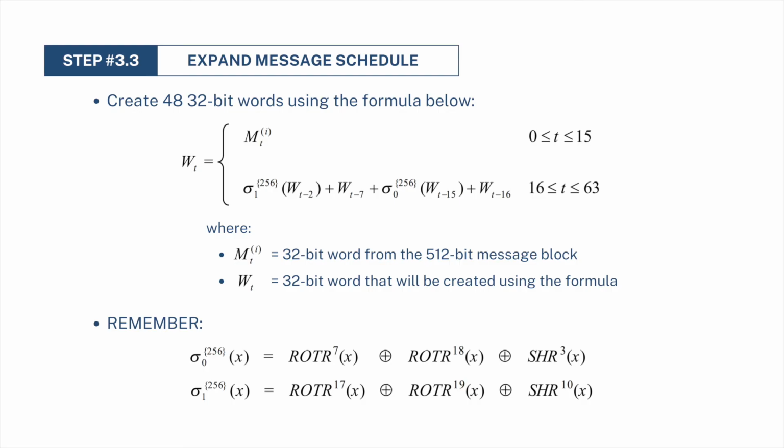For example, the lowercase sigma 1 here is just the function that we discussed previously, which does 3 operations to a word, namely rotate right by 7, rotate right by 18, and shift right by 3. And finally, XORs these 3 resulting values together. The t-2 here means that the input for the lowercase sigma 1 function is the term that is 2 units before the current term being computed. Let's look at the example for better understanding.